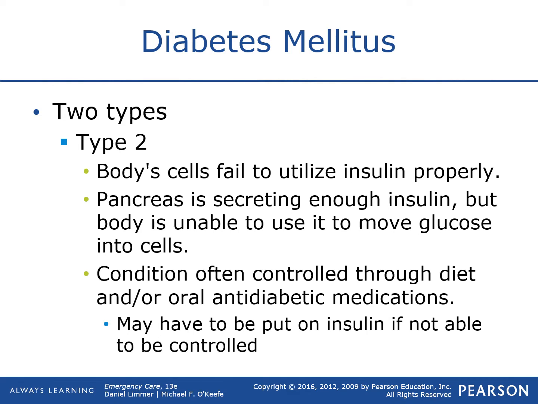So type 2 is what we consider adult onset. So this is where we have enough insulin production from the pancreas, but our body doesn't utilize the insulin well anymore. So if we can't utilize the insulin well enough, then we can't move the glucose into the cells. So this is usually caused by a patient not having a good diet or enough exercise. So these are patients that are usually very obese.